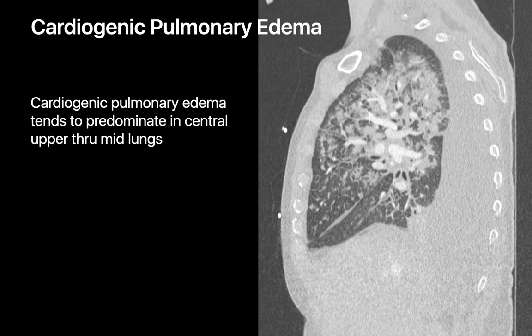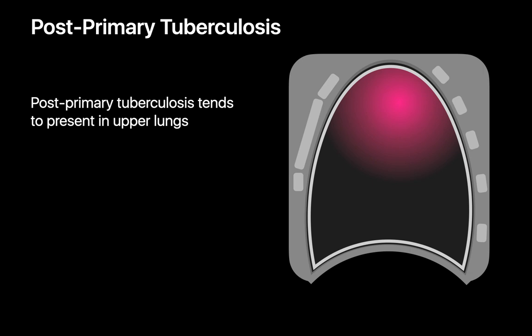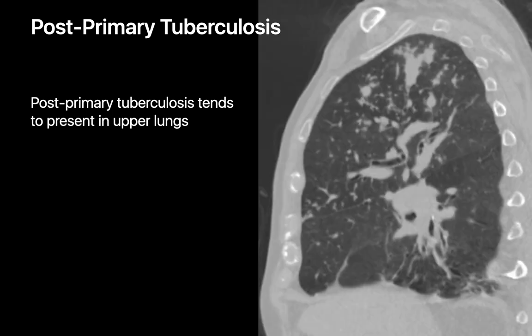the non-uniformity in how the lymphatic system drains the lungs also may influence the geographic distribution of post-primary tuberculosis. It's believed that in post-primary TB, the mycobacteria flourish best in areas of the lung that put up the least immune response. Since many immunologic cells travel to the lung via the lymphatic system, many folks believe that the poor lymphatic flow in the upper lungs is why post-primary TB findings are usually most florid there, such as in this TB patient.